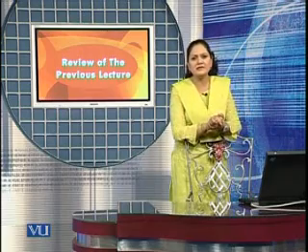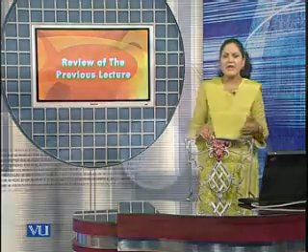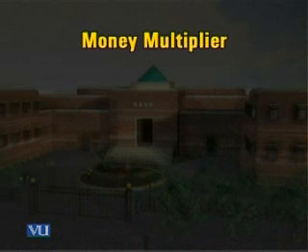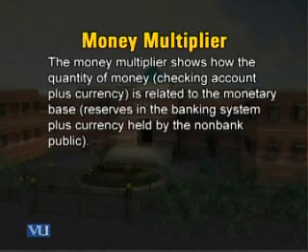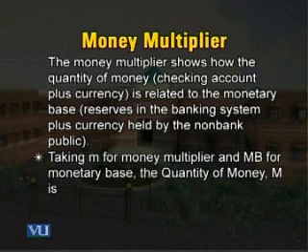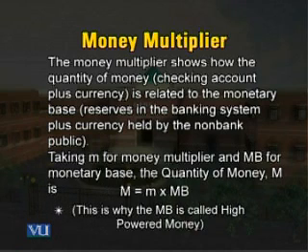और जो हमारी M, मनी सप्लाई थी, उसको हमने डिफाइन किया था एज करेंसी एंड द डिपॉजिट्स. अब इन दोनों वेरिएबल के दरमियान में क्या रिलेशनशिप है? That relationship comes through the money multiplier. So we say the money multiplier shows how the quantity of money, which means checking account plus currency, is related to the monetary base, which is the reserves in the banking system plus currency held by the non-bank public. Now, if we take m for the money multiplier and MB for monetary base, the quantity of money M is equal to money multiplier times the monetary base. So that's why we call the monetary base as the high power money. कि हमारी मनी सप्लाई इज इक्वल टू द मनी मल्टीप्लायर टाइम्स द मॉनेटरी बेस.